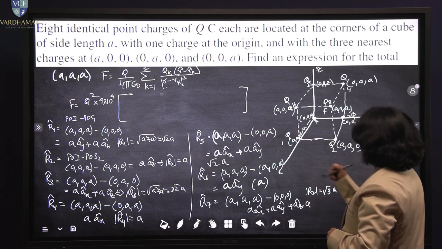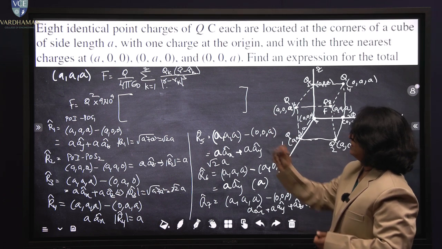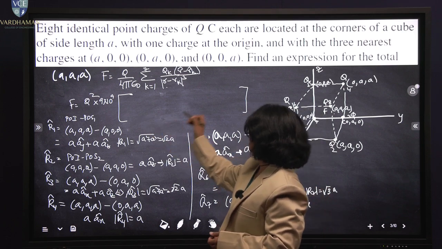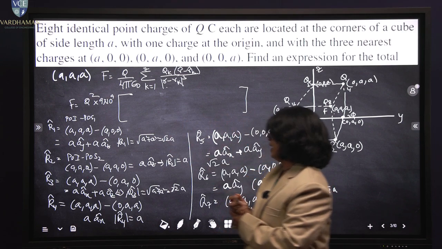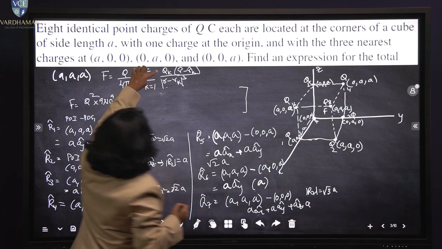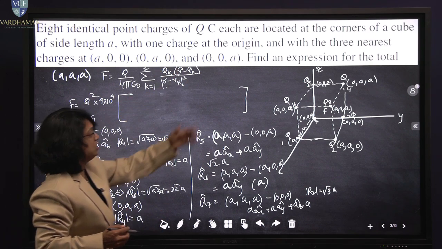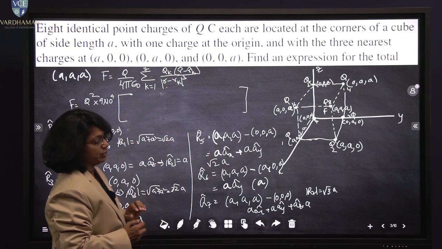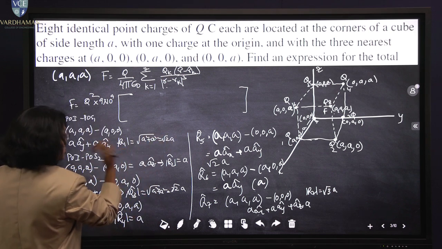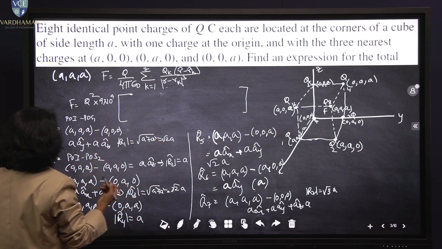So by knowing the entire distance vectors and the magnitudes of those distances that we have calculated, we need to substitute in the above expression. There must be 7 terms coming here, and each of the 7 terms has its own R1 vector, R2 vector, R3, and so on up to R7 vectors with the magnitudes. Let us try to write if it fits this board.